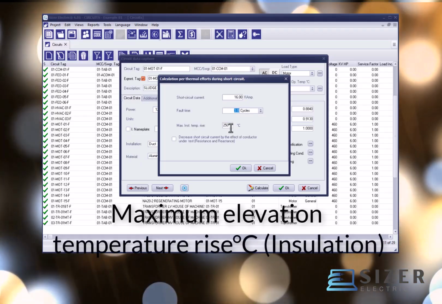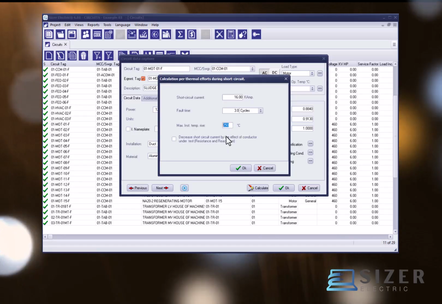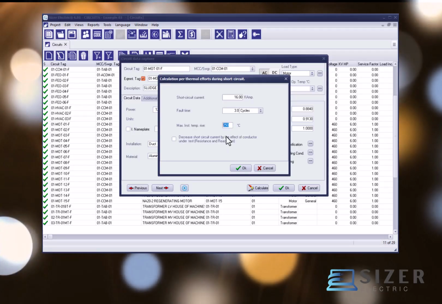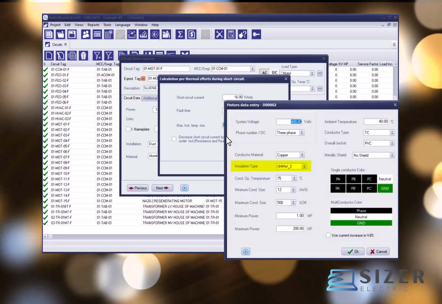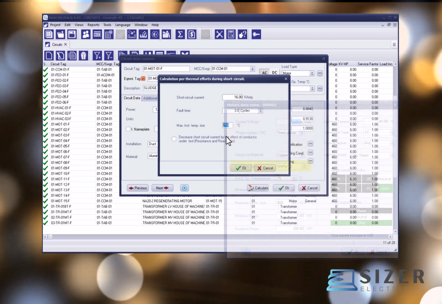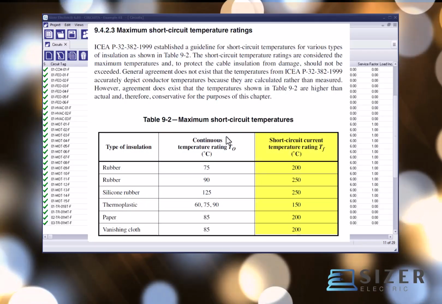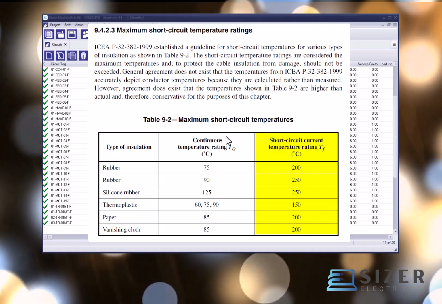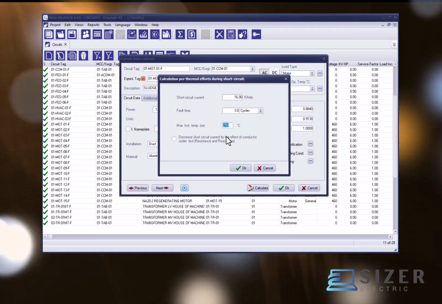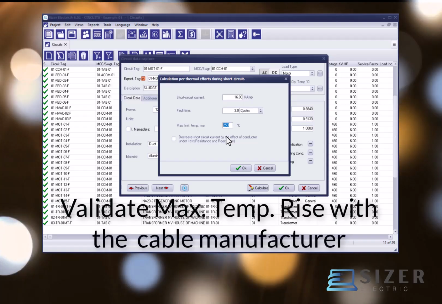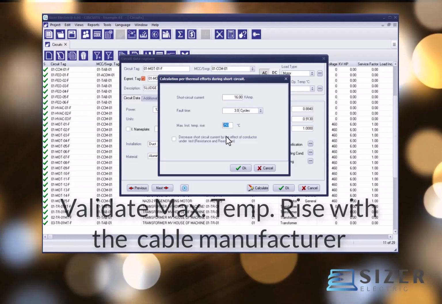Finally, the maximum instantaneous temperature rise of the conductor must be considered. When accessing this screen, this value is predefined, as it is determined by the software based on the conductor insulation type, specified in the General Data section for the selected conductor. These values are taken from the standard IEEE 242, which provides typical values for the maximum instantaneous temperature rise for each insulation. However, it is recommended to consult the selected cable manufacturer's data, to validate or directly obtain the specific allowable instantaneous temperature for the conductor.